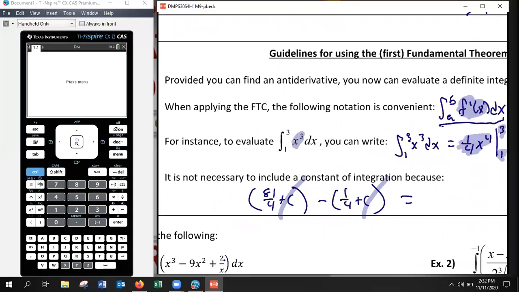A lot of students ask, well, when we had indefinite integrals, didn't we have to add the c? Why don't we have to include the c when it comes to definite integrals? Which actually is a really, really good question.